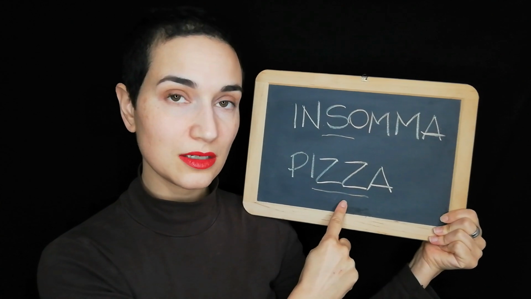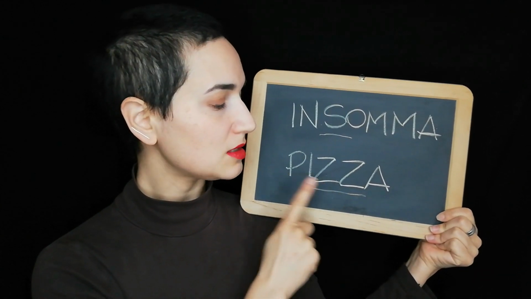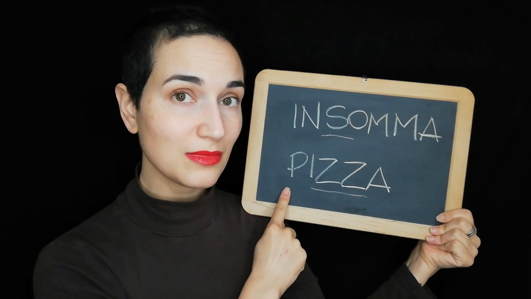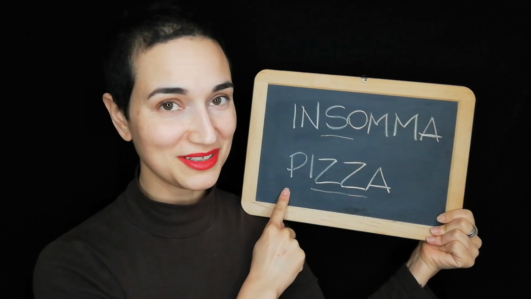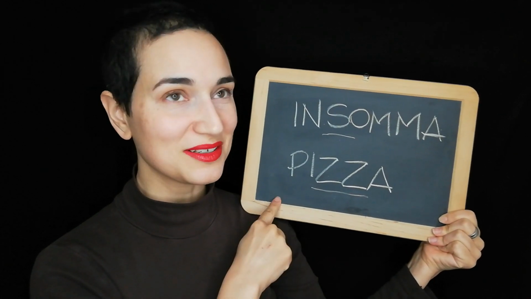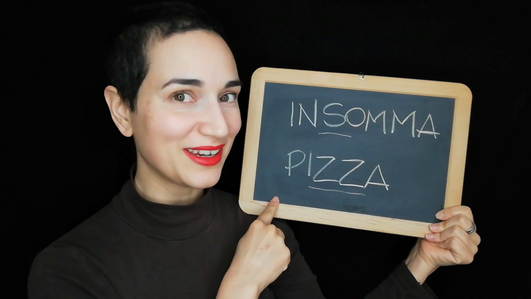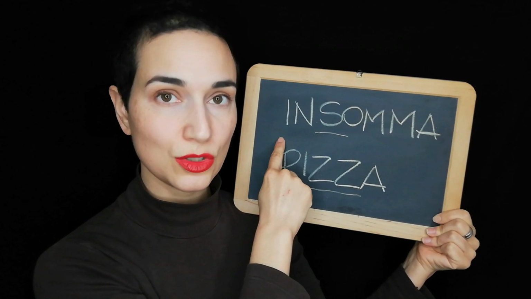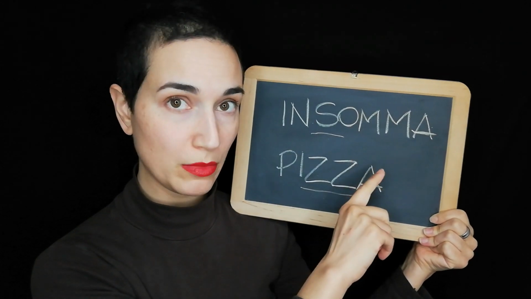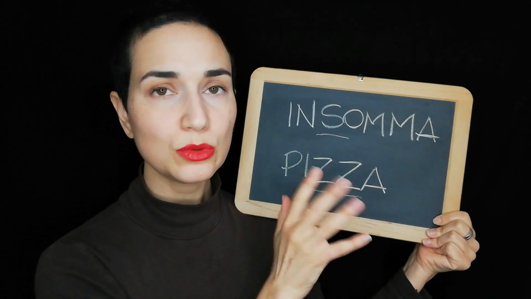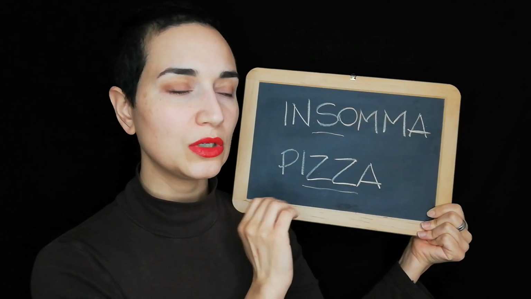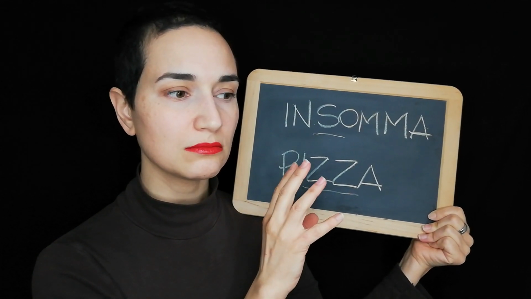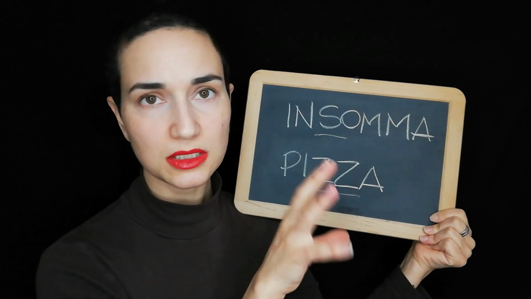And these are the last two words, and I'd like you to focus on this S and this double Z. So, pizza, I hope you all know what this means, okay? And I hope you like eating pizza. And the other word is insomma. Insomma has a few different meanings. You can use it as a way to summarize a situation.